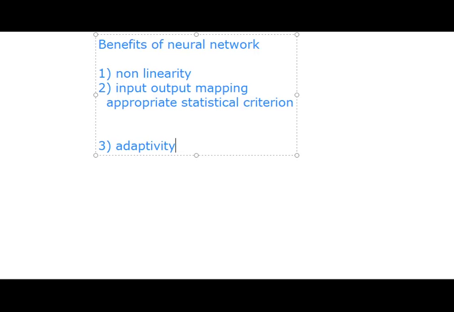In particular, a neural network trained to operate in a specific environment can be easily retrained to deal with minor changes in the operating environment conditions. This is the thing I have just explained. Moreover, when it is operating in a non-stationary environment, where statistics change with time, a neural network may be designed to change its synaptic weights in real time. This is also the example of the chair that I have given.